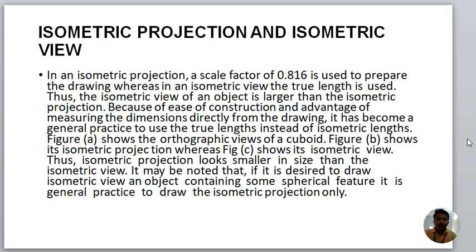Thus the isometric view of the object is larger than the isometric projection because of the ease of construction and the advantage of measuring the dimensions directly from the drawing.